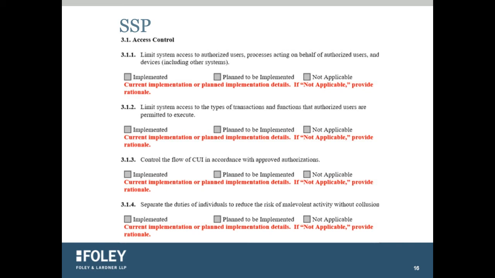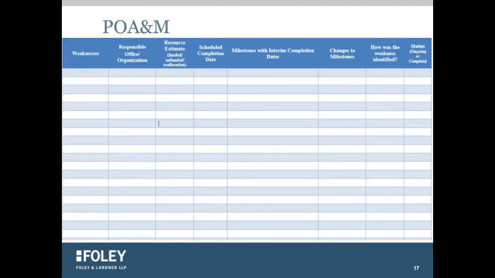The other document that goes hand in hand with this is a plan of action and milestones. So this is an example. Again, I'd be glad to send you this template, but it can be used to develop a plan of action. It basically identifies the weakness, the resource or the responsible office, the resource estimate if there's a budget amount, scheduled completion date, milestones and interim completion dates, changes to the milestone, how the weakness was identified, and the status. So this is a good format for developing a plan of action. Again, it's a document required and a document that can be requested by the government and the contracting agency in assessing your compliance with the cybersecurity.